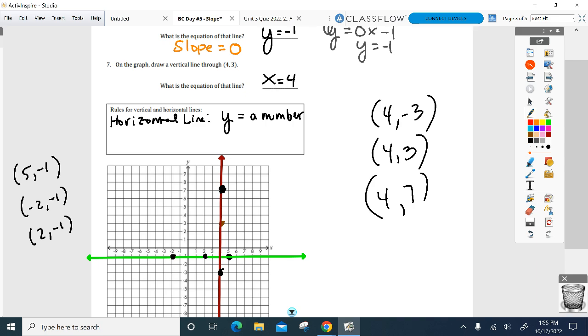So if it's horizontal, it's y equals a number. If it's vertical, we're going to be x equals a number. X equals a number. This is the only time it doesn't start with y equals. A vertical line is x equals a number. And last question, what's the slope of a vertical line?